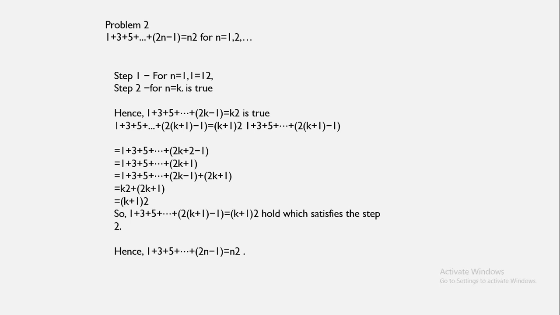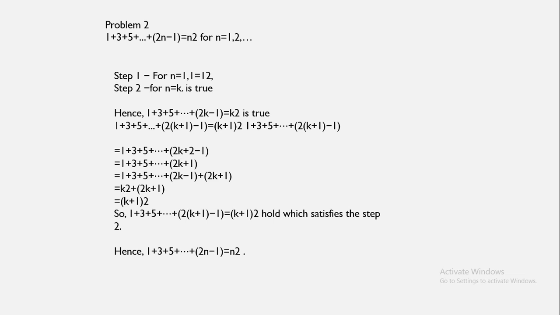1 + 3 + 5 + ... + (2k + 1) + (2k + 3) = (k + 1)². So 1 + 3 + 5 + ... + 2k + 1 = k² + 2k + 1 = (k + 1)², which holds and satisfies step 2. Hence, 1 + 3 + ... + (2n − 1) = n² is proved.